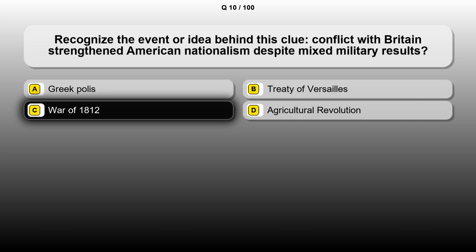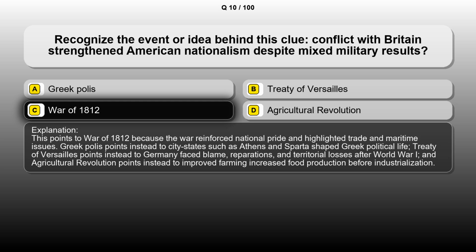The correct answer is option C, War of 1812. This points to War of 1812 because the war reinforced national pride and highlighted trade and maritime issues. Greek Polis points instead to city-states such as Athens and Sparta shaped Greek political life. Treaty of Versailles points instead to Germany faced blame, reparations and territorial losses after World War I, and Agricultural Revolution points instead to improved farming, increased food production before industrialization.